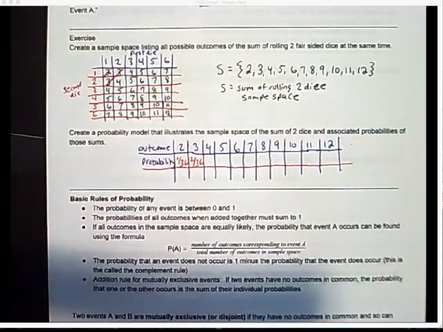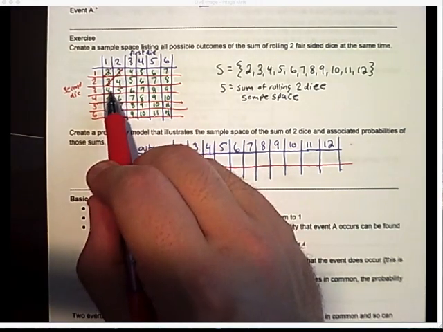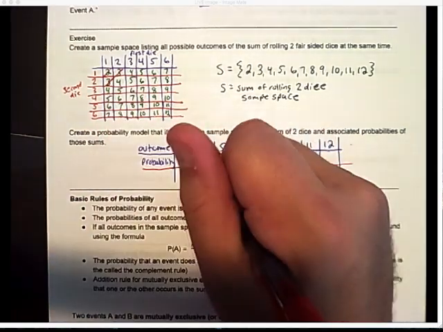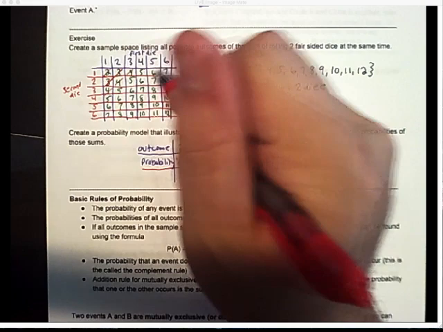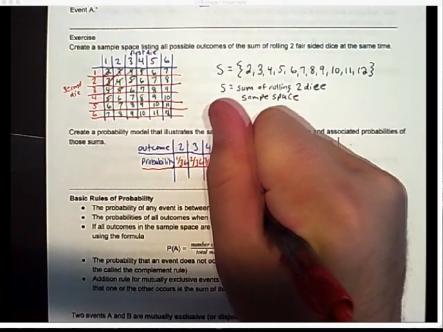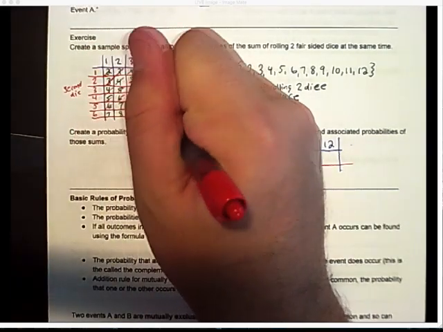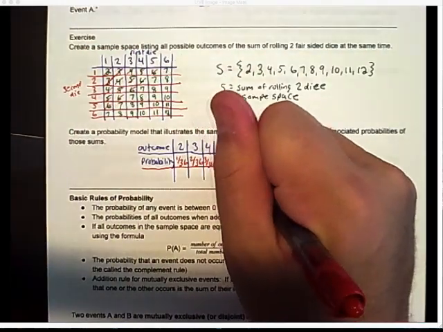And actually the numbers exist on diagonals here. The chances that I'm going to get a 4, well, there's 3 outcomes that are 4, so that's 3 out of 36. All right, 5: 1, 2, 3, 4. There's 4 5s, so 4 out of 36. The chances that I get a 6: 1, 2, 3, 4, 5 out of 36.